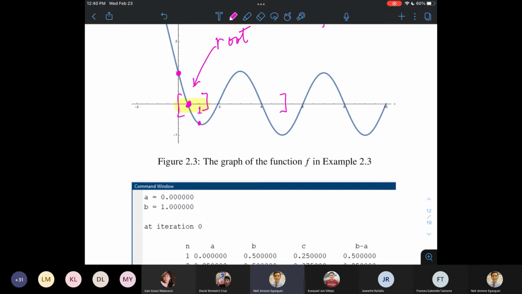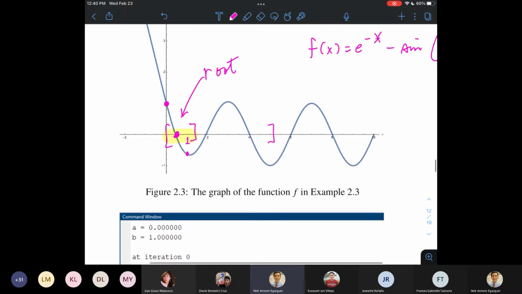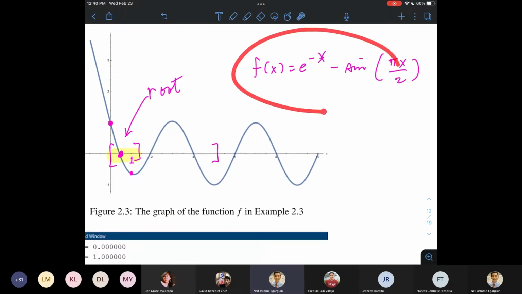And at the same time, there's only one root in the interval 0, 1, as we have observed graphically and confirmed analytically. So it's safe to use the interval 0 to 1 to get the smallest solution of the given equation. So i-feed nyo lang dun sa program nyo. Ito yung function na gagamitin natin. Tapos ang interval na pagsisimula natin ay interval 0, 1.